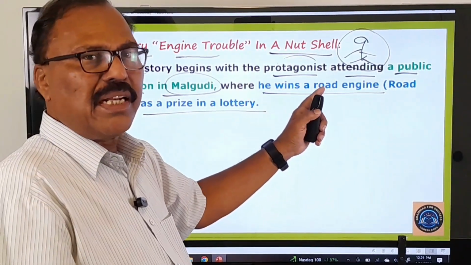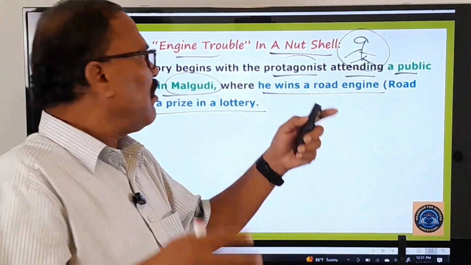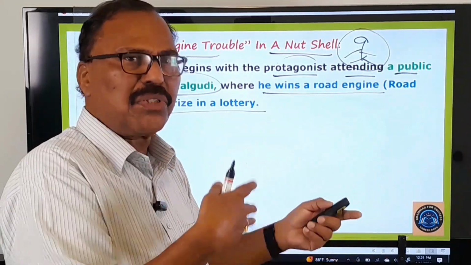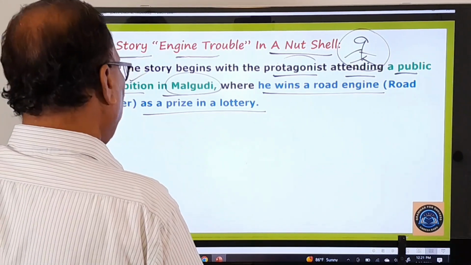What is this road engine? It is nothing but a road roller. Here it is mentioned as road engine. Road engine means road roller, that we call it. And he wins that road roller as a prize in a lottery.